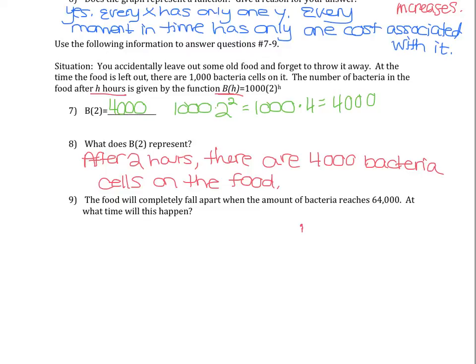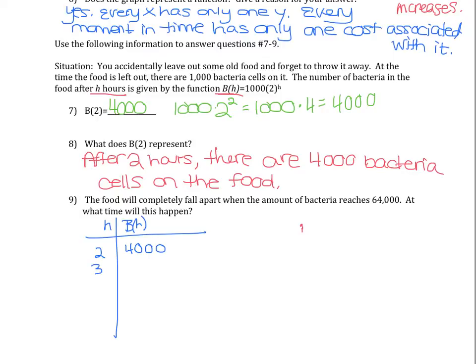Finally, the food will completely fall apart when the amount of bacteria reaches 64,000. At what time will this happen? I think the best way to do this is to just make a table of values. So we've got our h and we've got our b of h. I'm going to just start with 2. We know that at 2 hours we have 4,000 bacteria.